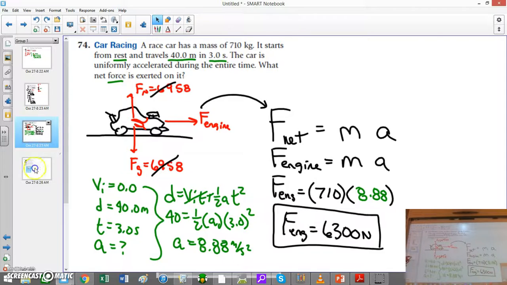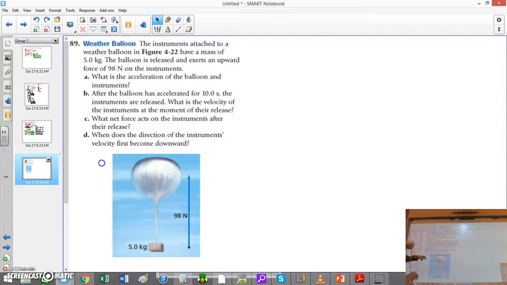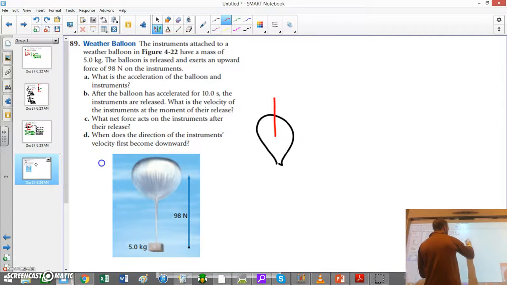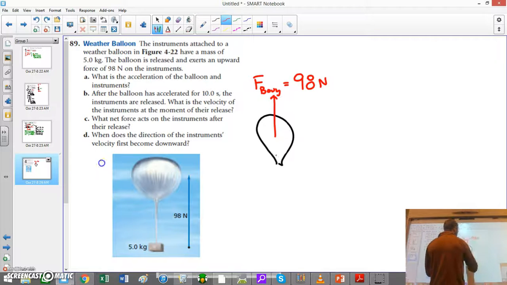My last example, a weather balloon. The instruments are attached to the weather balloon in the below figure. They have a mass of 5 kilograms, and the balloon is released, and it exerts an upward force of 98 newtons. Okay. What is the acceleration? So, just to get my picture straight here, I've got a balloon, and there's an upward force, a buoyant force, that's what we call this, of 98 newtons. And then there's a downward force of gravity. It's 5 times 9.8, that comes out to 49.